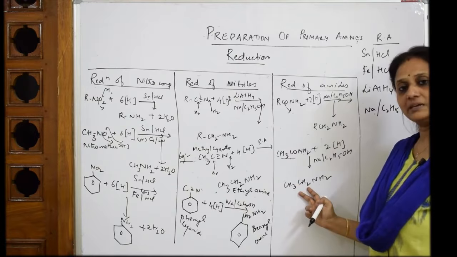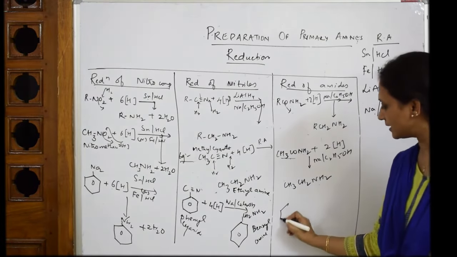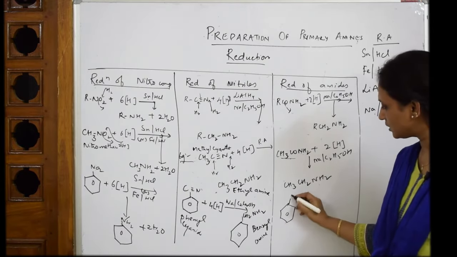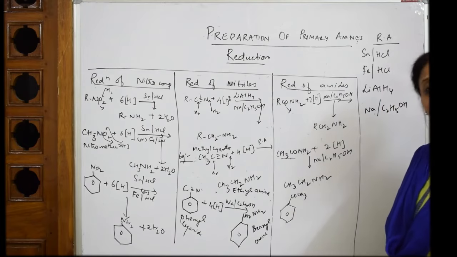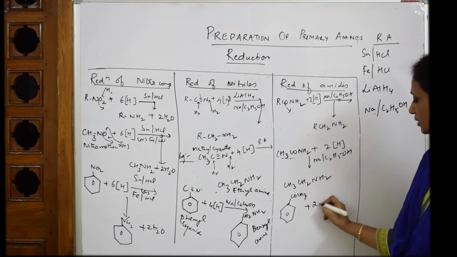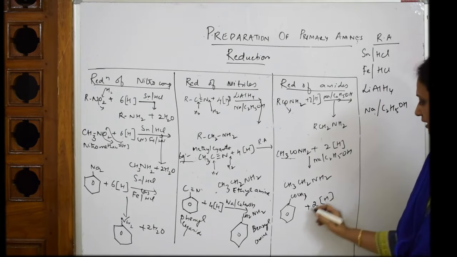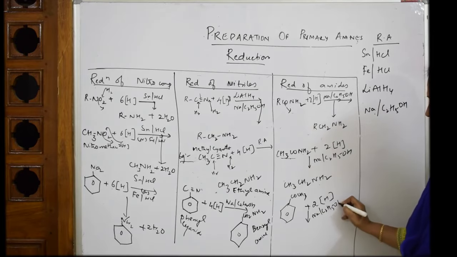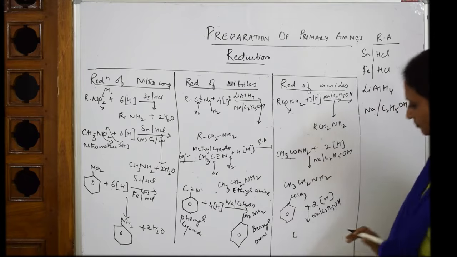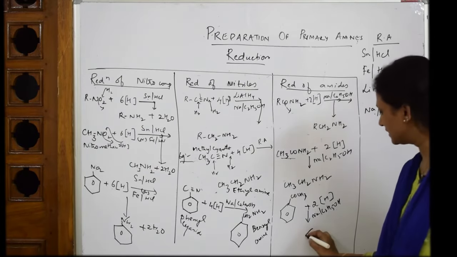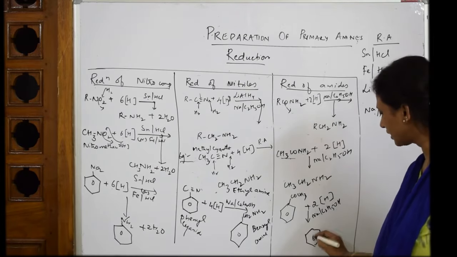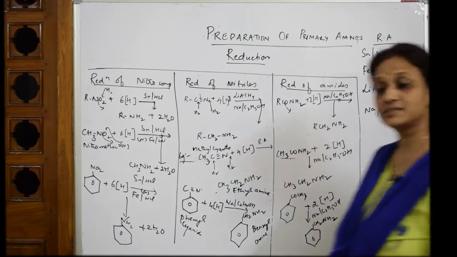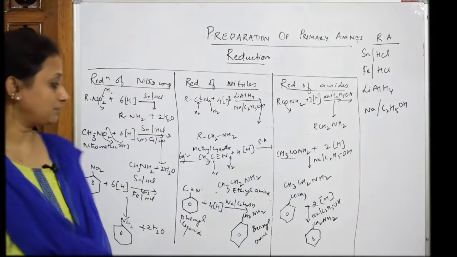Acetamide, ethylamine. Done. Let us take an aromatic amide. So I am going to take benzamide now. COCH3. I am going to introduce 2 hydrogens only. Then what do I get? In the presence of sodium and ethanol, I am going to get a benzene ring with CH2NH2. Yes, this is your compound.